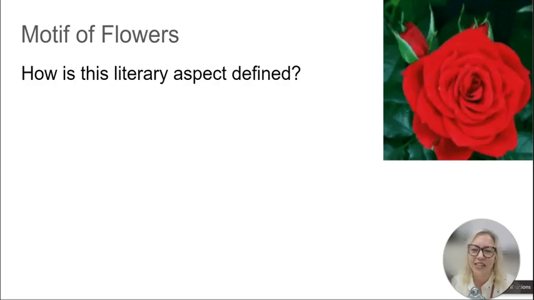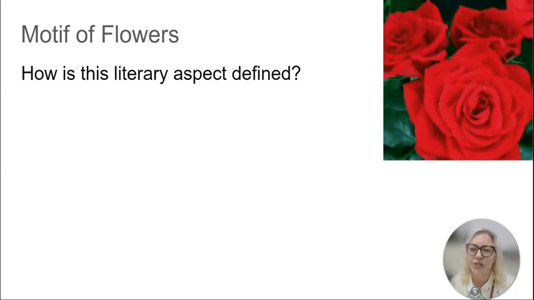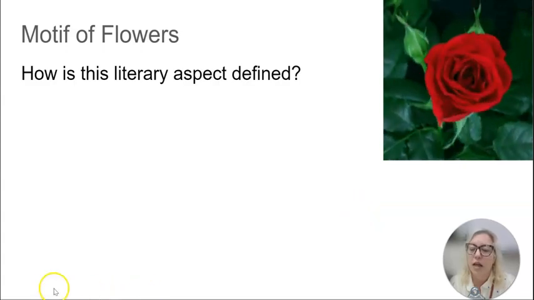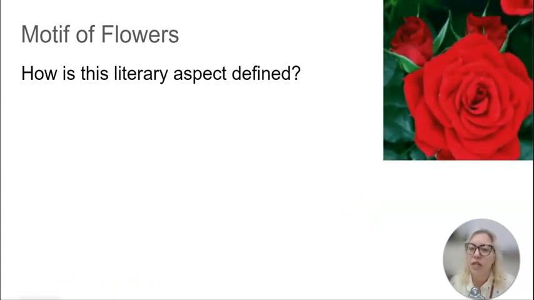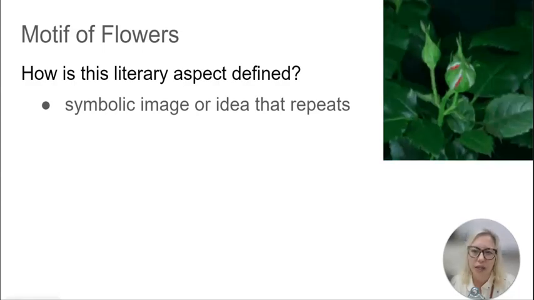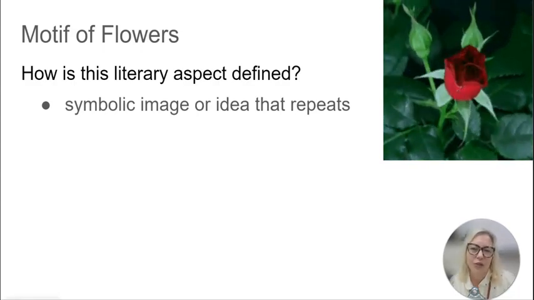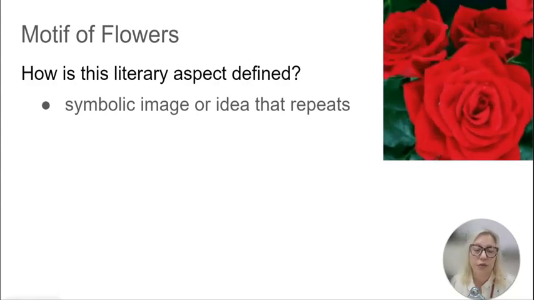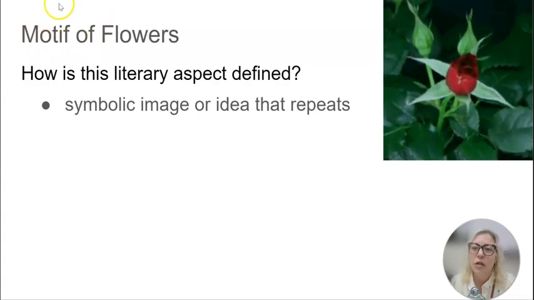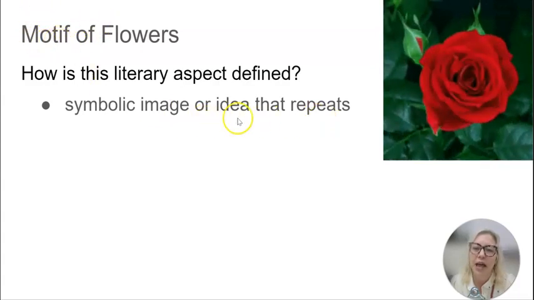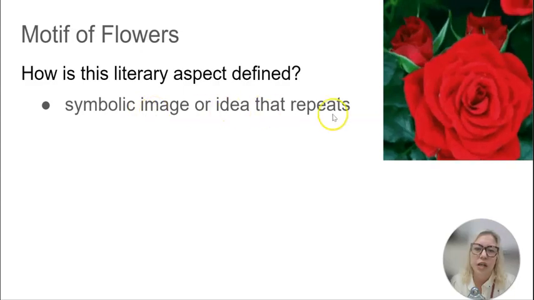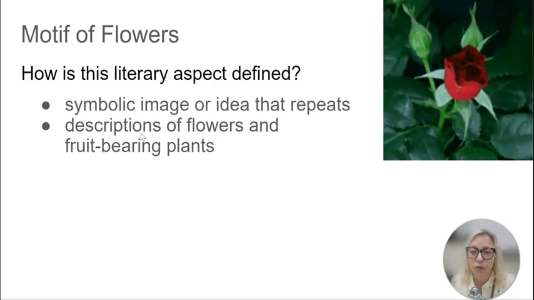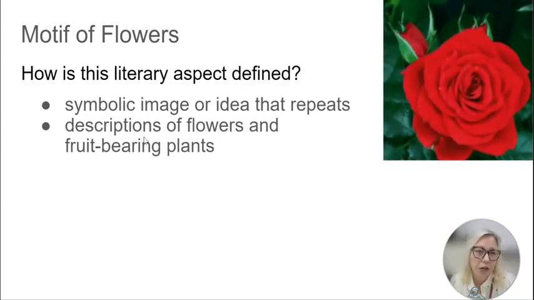You're taking some notes in your packet. This is a must-do. First of all, how is the literary aspect defined? When we're talking about the motif of something, we're looking at a symbolic image or idea that repeats, okay? Motif comes originally from the French, meaning pattern. And so it's anything that creates a pattern through repetition. And when we're talking about the motif of flowers, we're looking specifically at descriptions of flowers and fruit-bearing plants.